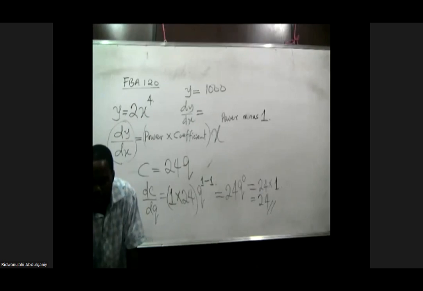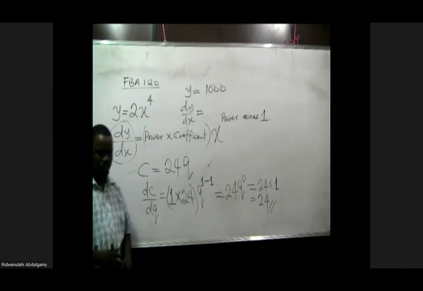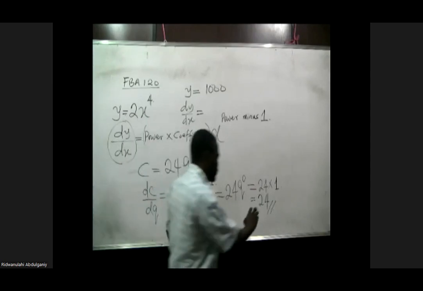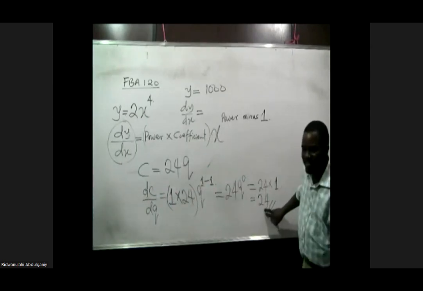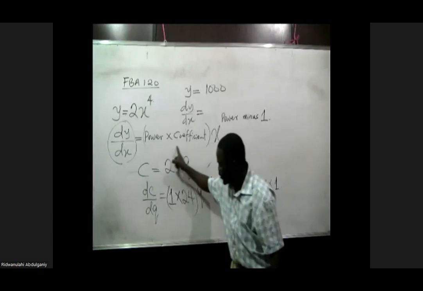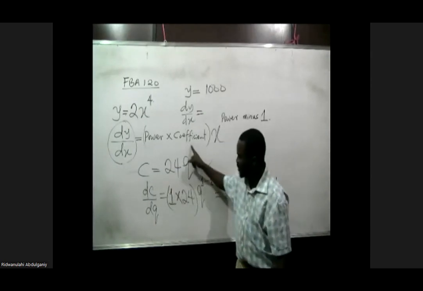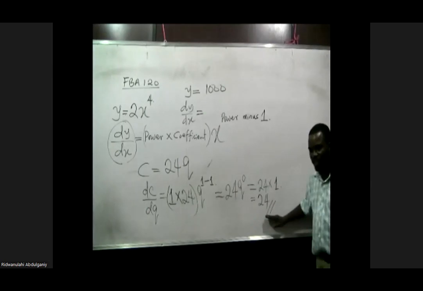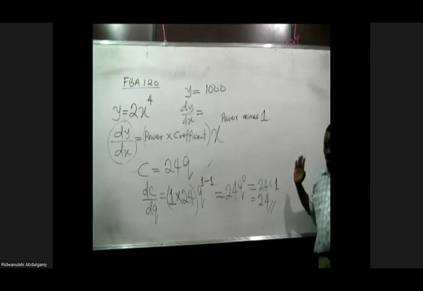Olama, kindly unmute yourself. Okay, sir, since the answer is 24, are we still going to follow the rule that the derivative of a constant is 0? And this 24 will now turn to 0? No, you are not differentiating 24. Did you see what you are differentiating? Your final result becomes 24.